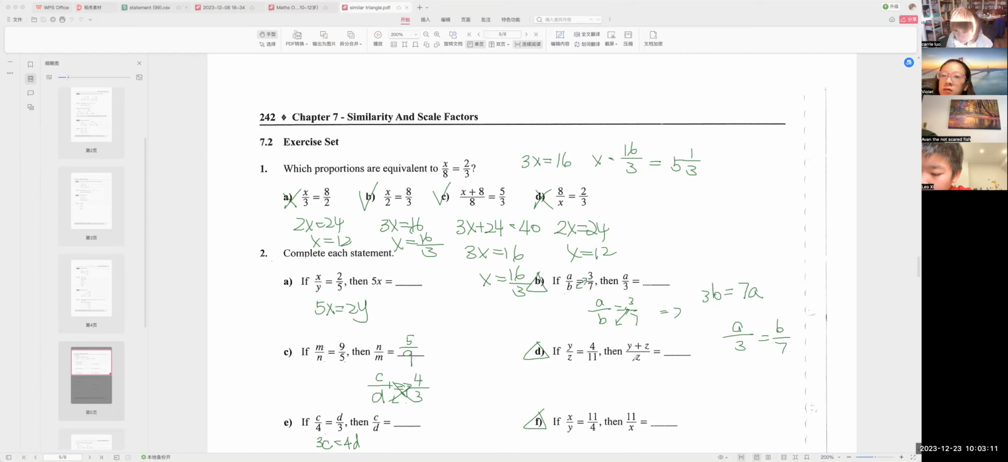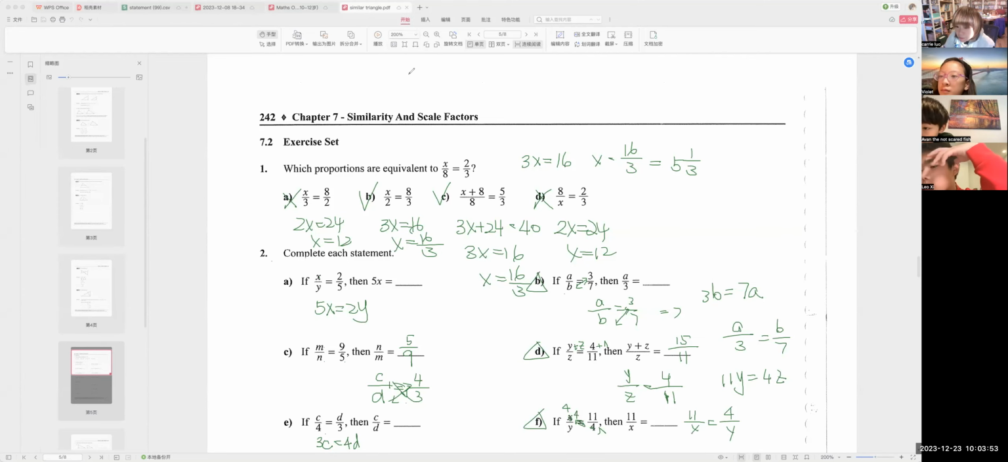Get it, everybody? Okay, so let's take a look at the next one. So y over z equals 4 over 11. So we have y plus z over z equals what? Okay, so for this one it is 11y equals 4z. Get it? So we want to plus z. So we just plus 11 here. So it's 15 over 11. Okay, last one. Still, you just switch 4 and x. So 4 became here, x became here. So 11 over x equals what? 4 over y.